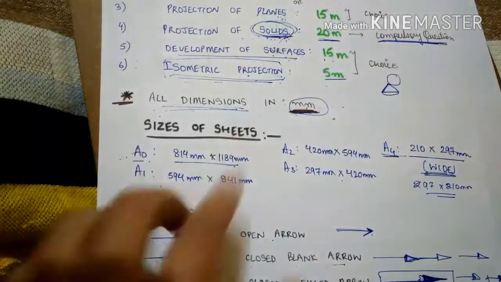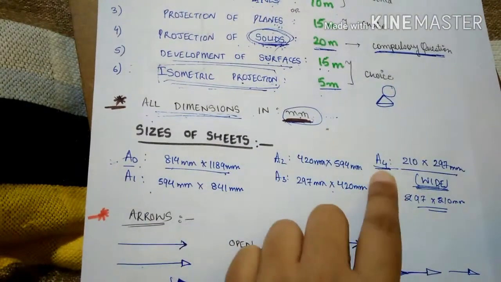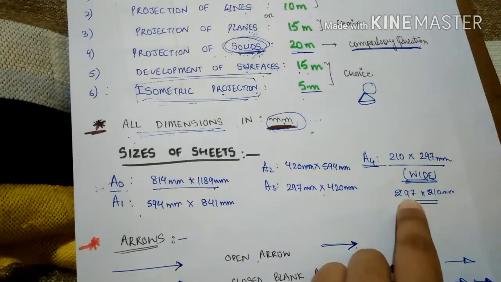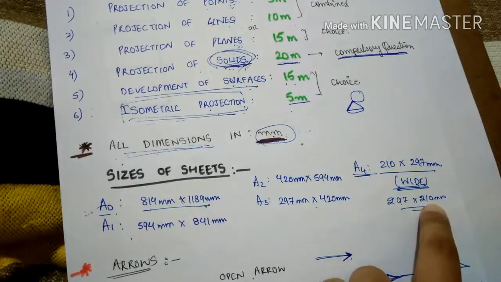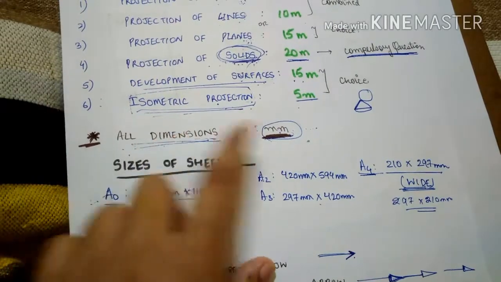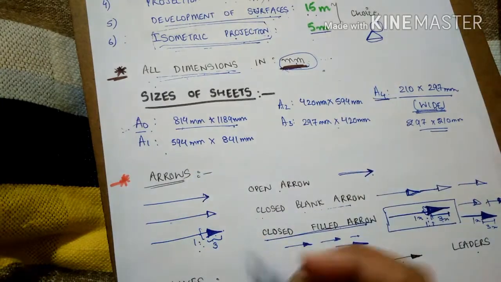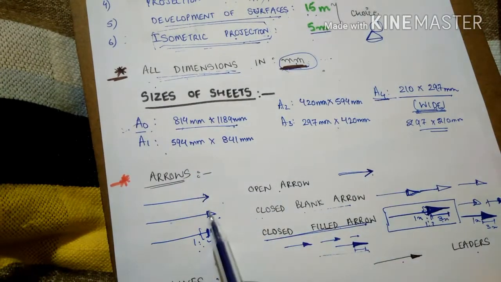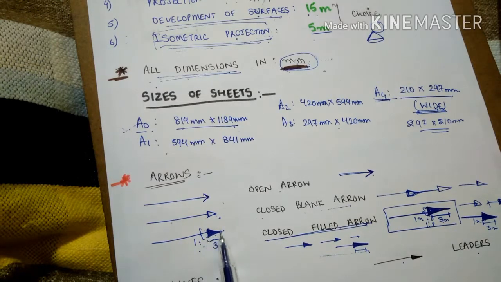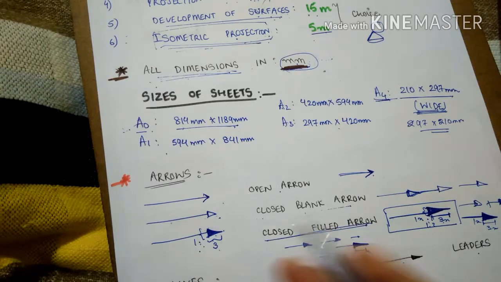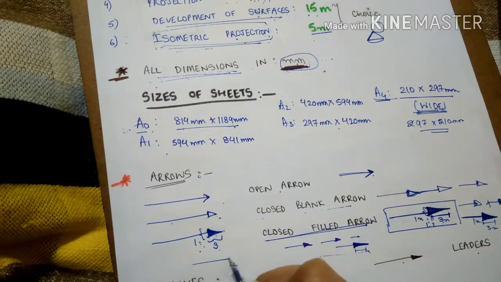Now I told you about the different sizes of sheets. We are using an A4 sheet here, which should always be in wide orientation, 297 by 210 millimeter. All the dimensions should always be in millimeter. Keep in mind what kind of arrows we use: the open arrow, the closed blank arrow, not filled but closed, and the closed filled arrow, closed and filled, which should have a ratio of 1:3. That means the side part should be small and the head part comparatively longer. They should be sharp, thin, nice arrows.